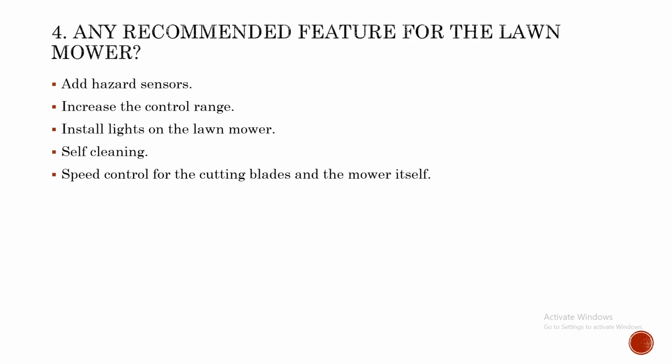For the final question, we asked the respondents for any features that should be added to the mower. Out of the 20 respondents, we got several suggestions. First, add hazard sensors to the front and to the back of the lawnmower. Second, increase the control range. Third, install lights on the lawnmower. Fourth, add a self-cleaning feature. Last but not least, speed control for the cutting blades and the mower itself.